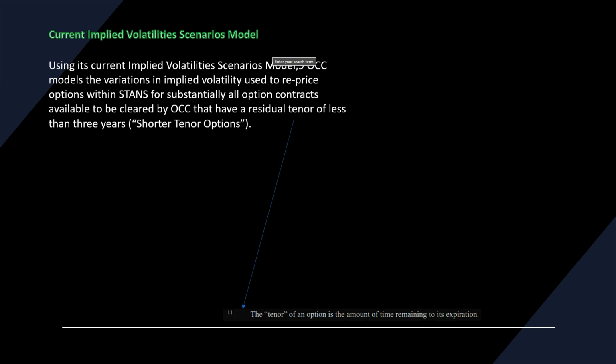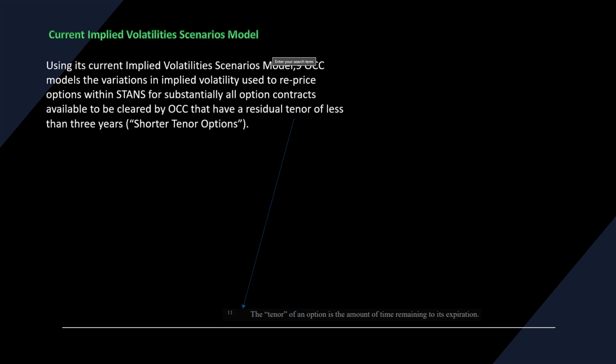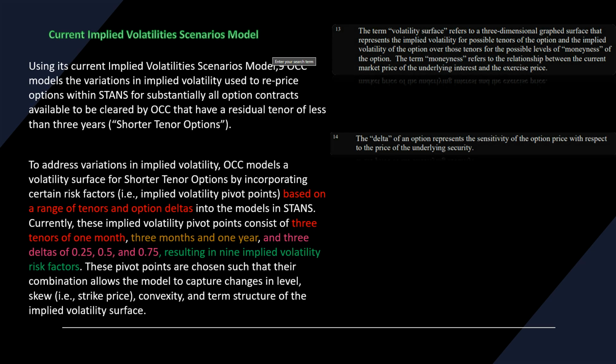Now, the word tenor, that's just a fancy way of saying the amount of time remaining to an option's expiration. That's what tenor means. It's the amount of time remaining to expiration. Whenever you hear the word tenor, that's all that means. They like to make up fancy words in finance.